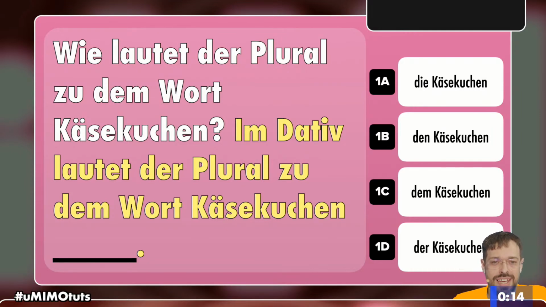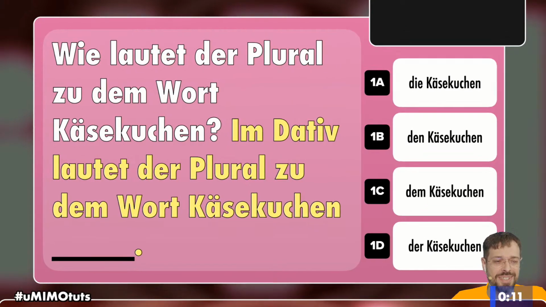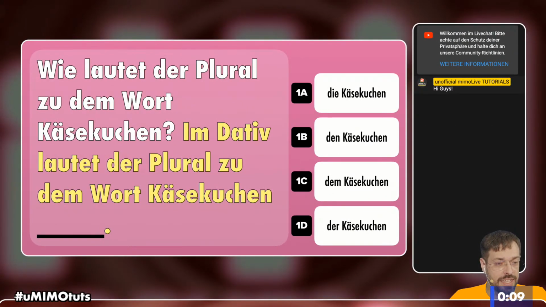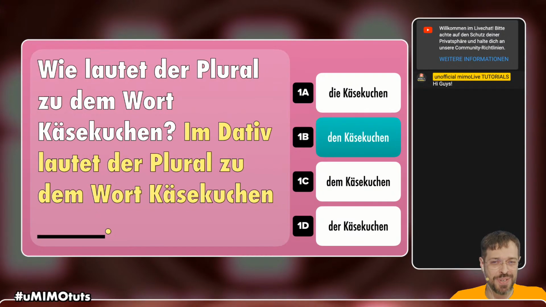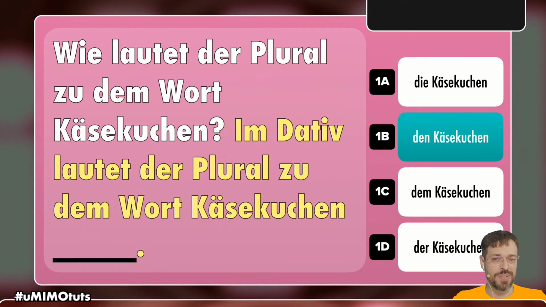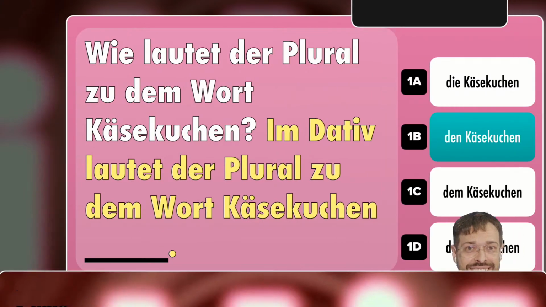Yes, so whatever the correct reply to this question is, in 9 seconds we know the answer. And can you hear the clock tick? And the correct answer is 1B, den Käsekuchen. Wie lautet der Plural zu dem Wort Käsekuchen? Im Dativ lautet der Plural zu dem Wort Käsekuchen den Käsekuchen. Maybe the next question is easier. Let's have a look.